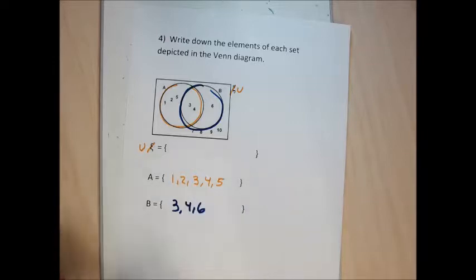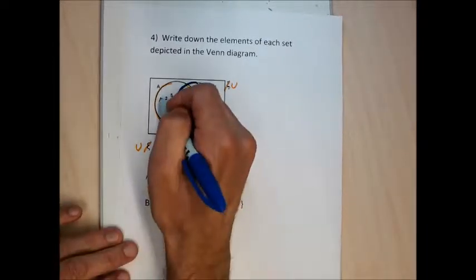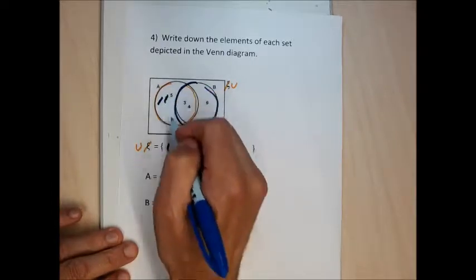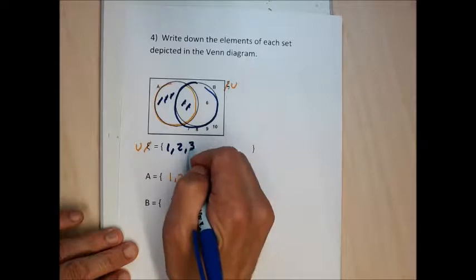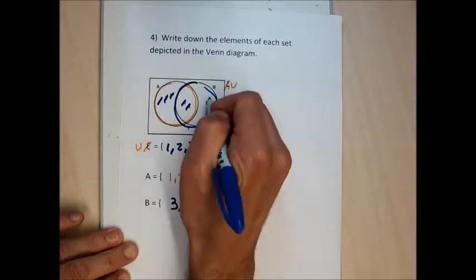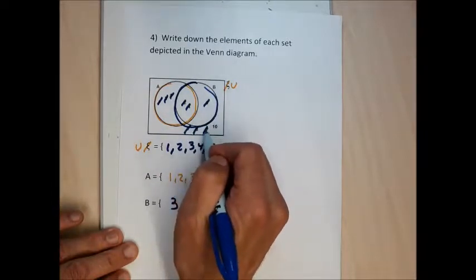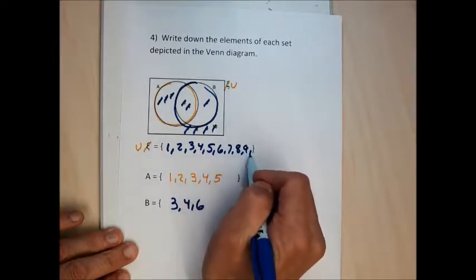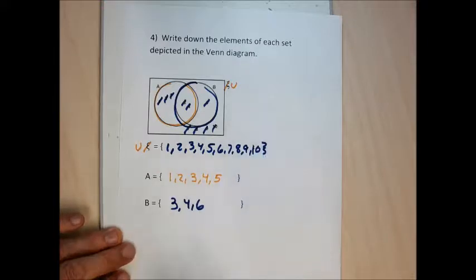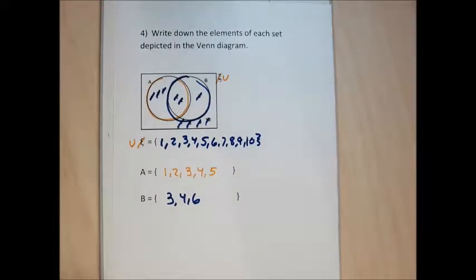And the universe is any number anywhere here. I'm going to go in order, starting at 1, and then 2, then 3, 4, 5, then 6, 7, 8, 9, 10. And that would be the whole answer for question 4.